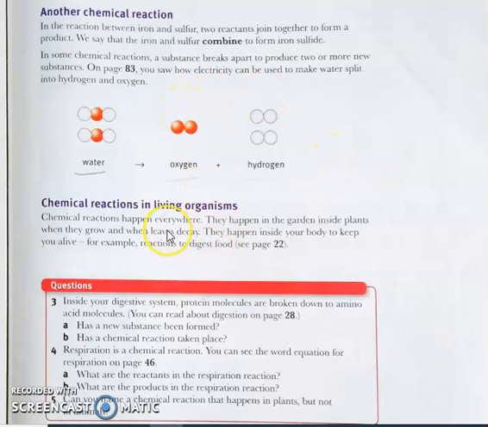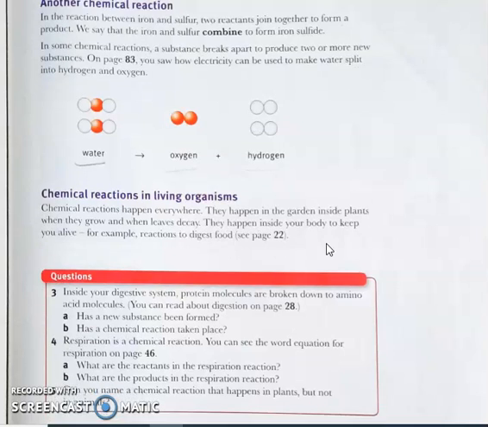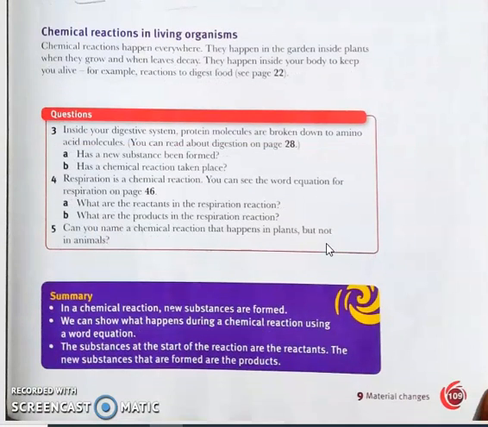So chemical reactions happen everywhere. They happen in the garden, inside the plants when they grow and when the leaves decay. അല്ലെ, photosynthesis എന്ന് പറയുന്ന ഒരു പ്രോസസ് ഉണ്ട്, റെസ്പിറേഷൻ എന്ന് പറയുന്ന പ്രോസസ് ഉണ്ട്. സോ എല്ലാവിടെയും ഒരു കെമിക്കൽ റിയാക്ഷൻ നടക്കുന്നുണ്ട്. They happen inside our body also to keep us alive. നമ്മുടെ ബോഡിയിലും റെസ്പിറേഷൻ എന്ന് പറയുന്ന പ്രോസസ്സ് നടക്കുമ്പോൾ അവിടെ ഒരു കെമിക്കൽ ചേഞ്ച് നടക്കുന്നുണ്ട്. ഡൈജഷൻ സമയത്ത് കെമിക്കൽ ചേഞ്ച് നടക്കുന്നുണ്ട്. സോ എവറിത്തിങ് അവിടെ ഒരു കെമിക്കൽ പ്രോസസ് നടക്കുന്നുണ്ട്.